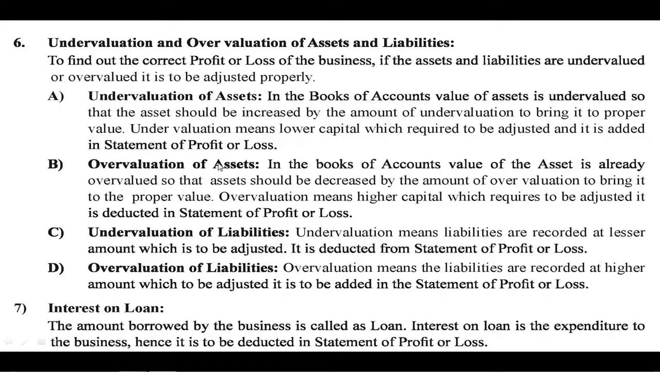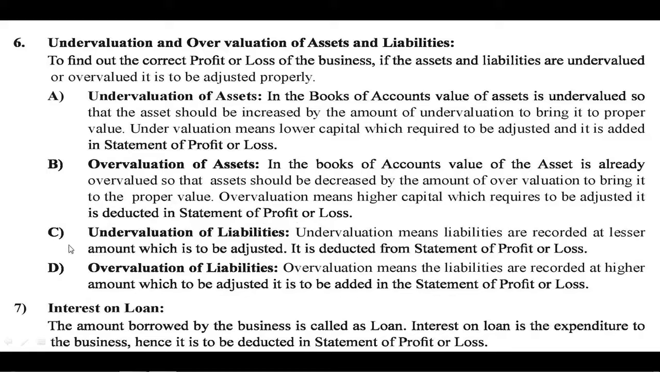But point B is overvaluation of the assets. If the value of the asset is written more than the actual value, then we have to reduce the value of that asset. Reduction in the value of the asset is a loss for the business, so it is deducted from the statement of profit.